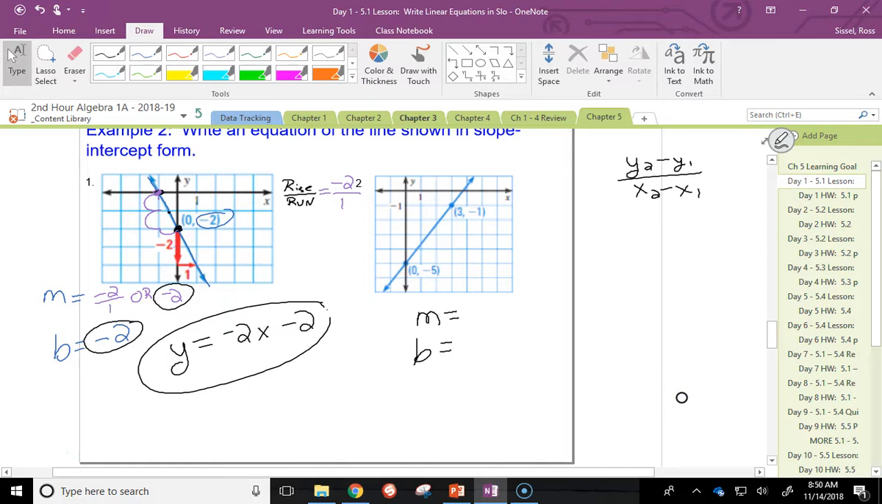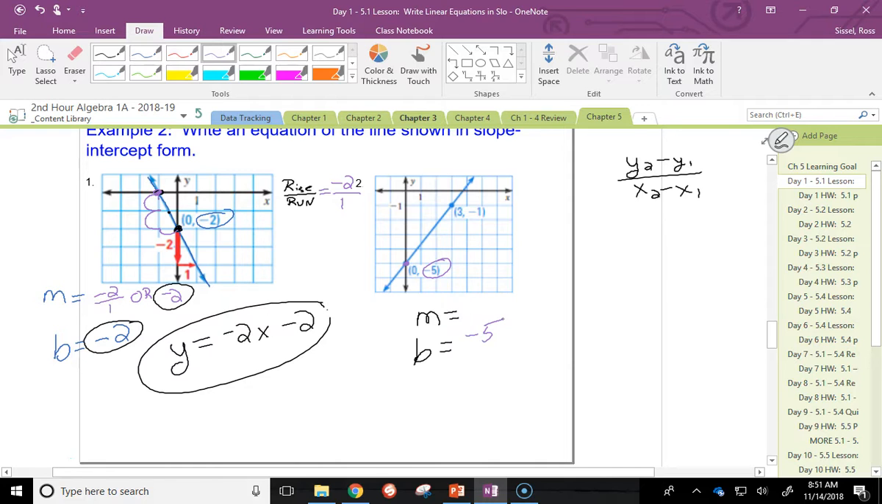What was my y-intercept? Alexander. Good. Negative 5, it's listed right there for us. Remember, x is always 0 when you do your y-intercept. So 0, negative 5, so the y-intercept is negative 5.